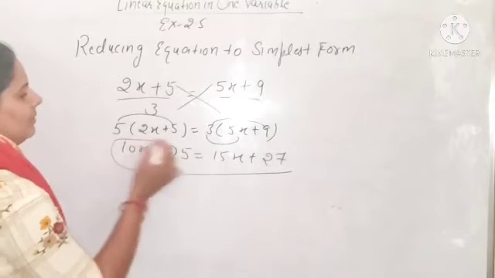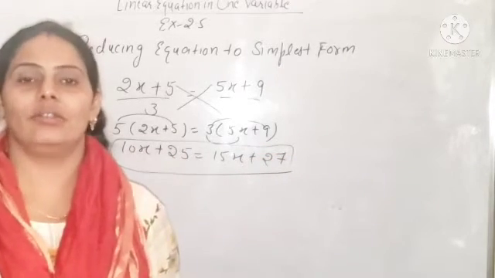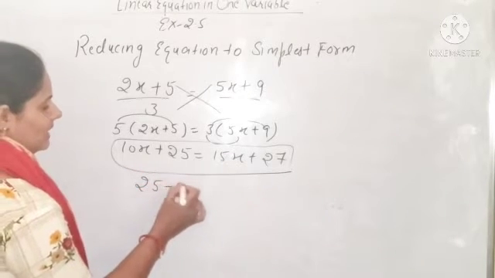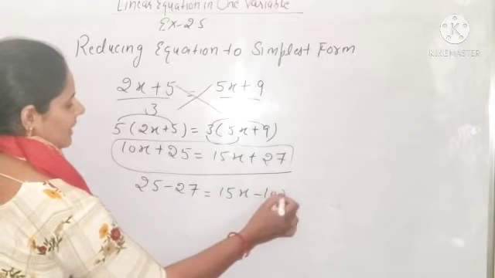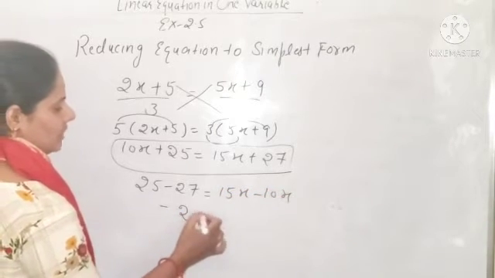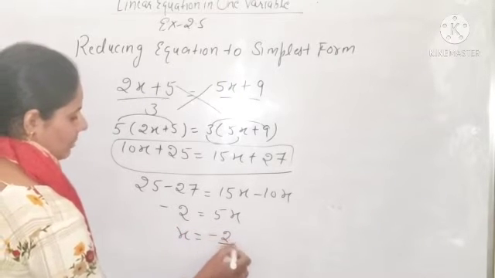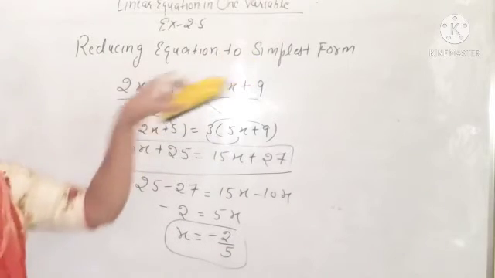Okay. Now this type of equation, you have already solved when the variable is given on both sides. So how will you solve? Put the variable on one side. So 25 minus 27 is equal to 15x minus 10x. So it will be minus 2 is equal to 5x. So what will be the value of x? So minus 2 upon 5. Okay, it means reducible equation to simplest form.